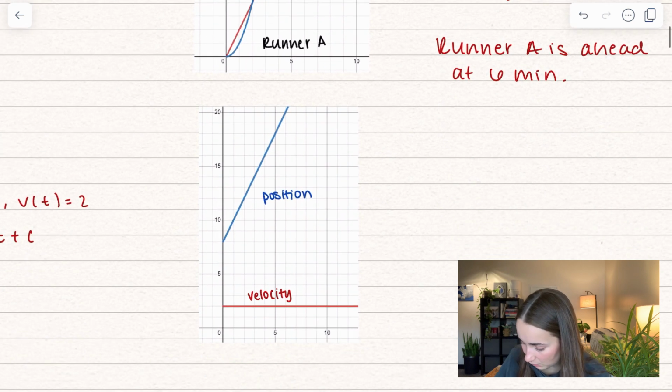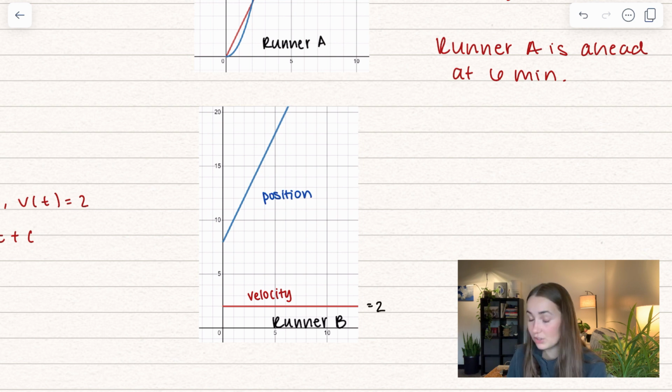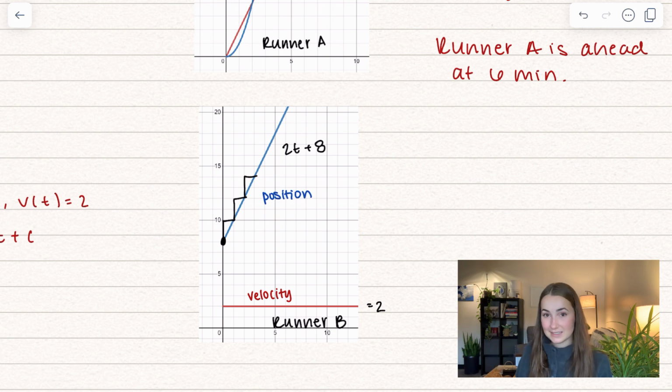And then here we also have runner B, in which our velocity was just equal to a value of 2, which is going to be a constant straight line. But our position was equal to 2t plus 8. So here we have a starting value of 8, and we can see that we're going to increase by a slope of 2 over 1 each time, which is represented with our velocity. We're increasing by 2 every time.